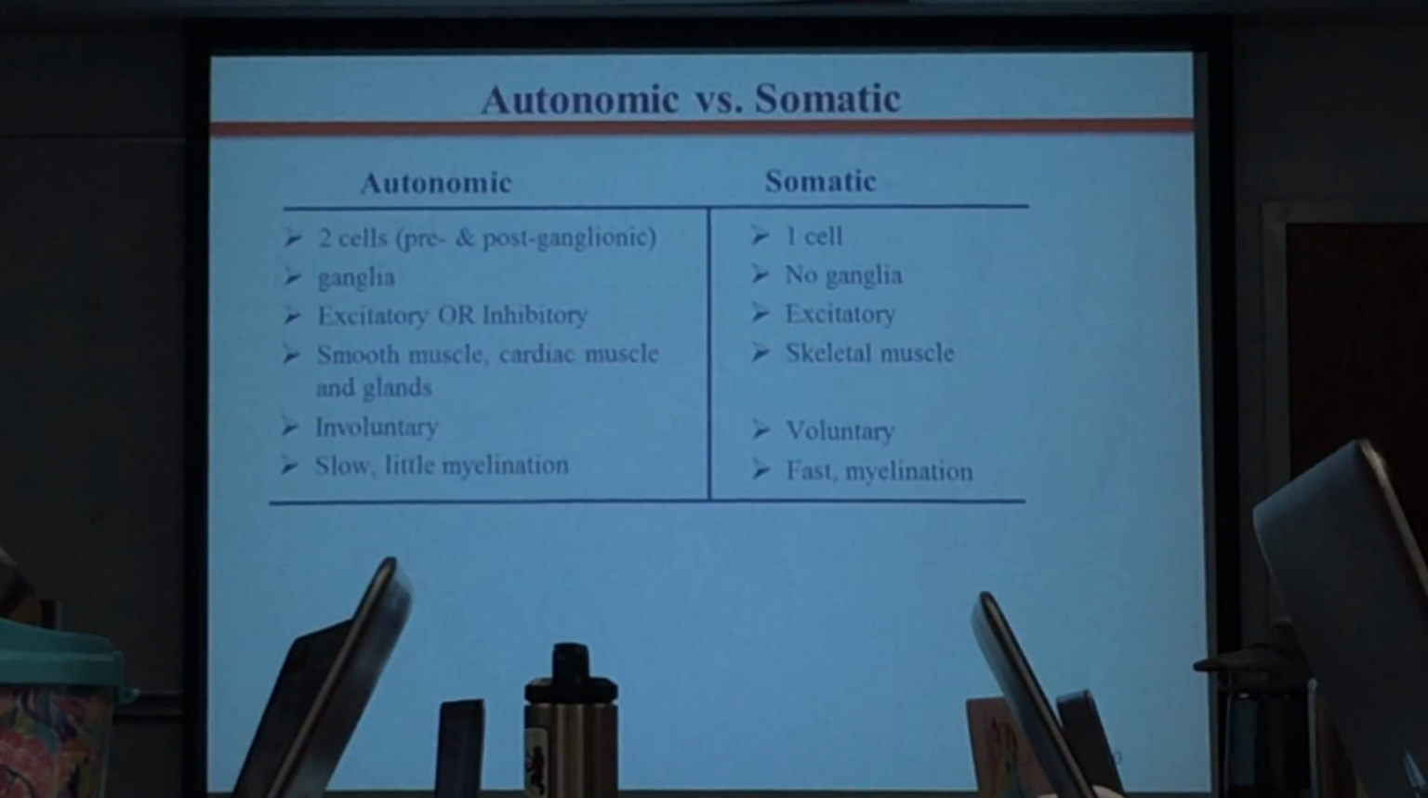For the autonomic system, the postganglionic neurons' firing rate is slow because they do not have much myelination. For the somatic nervous system, the neurons' firing rate is faster because they are heavily myelinated. Okay?